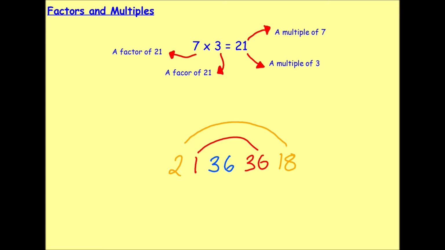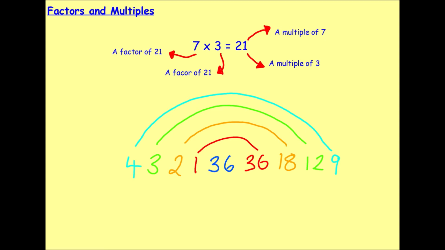Now, my next number I'm going to look at is my 3. Is 3 a number that I can multiply by something to get to 36? Yes, I can. So 3 is a factor. Now I would need to multiply it by 12. 12 goes on this side. 12 is a factor. Can I multiply a number by 4 to get to 36? Yep, I know 4 times 9 is 36.